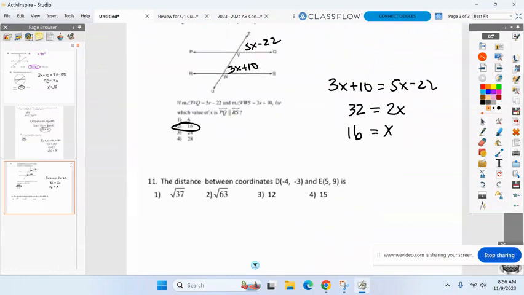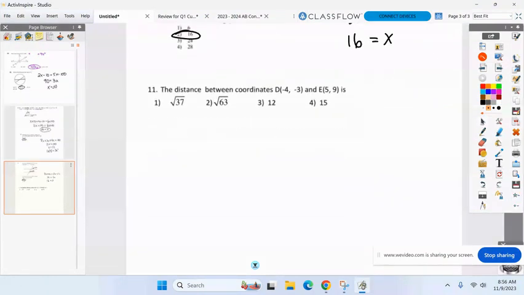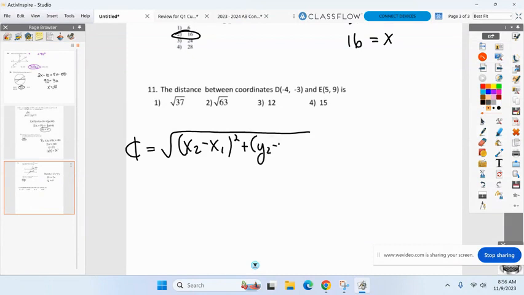All right, let's review it. Here's the first formula you're going to need. One of 2 formulas. Distance equals the square root of x2 minus x1 squared plus y2 minus y1 all squared. Distance formula.